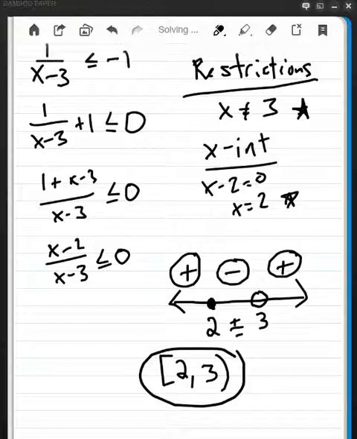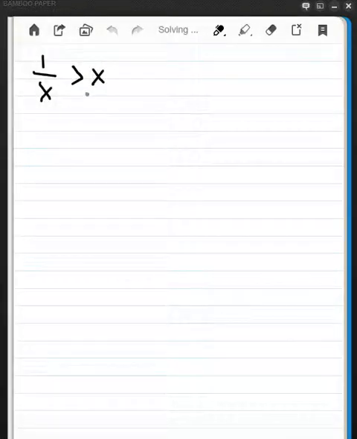Okay? We're going to look at one more, a little bit more complicated. Doesn't look complicated at first, but it will be. Remember, we can't just multiply both sides by x because we don't know if x is positive or negative, meaning we don't know if that's going to flip this sign or not. So we can't solve it the same way we would solve equations. We're going to have to subtract x from both sides.